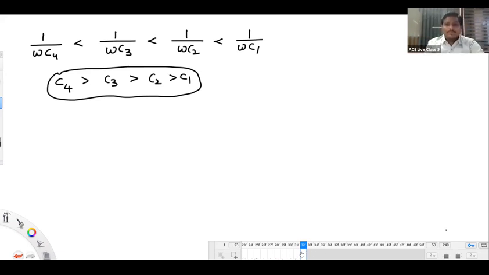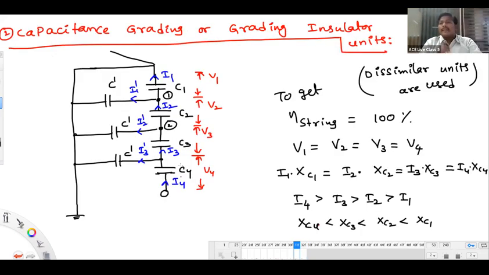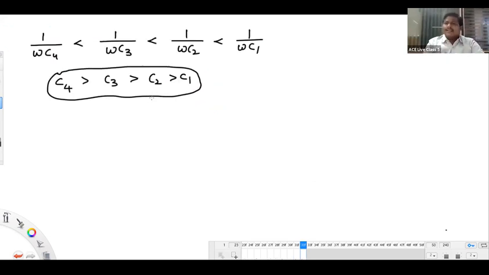Following all of you? Just maintaining this order is sufficient to get 100% efficiency? For example, I will take C1 as 1 microfarad, C2 as 1.2 microfarad, C3 some 7 microfarad, C4 some 10 microfarad. Like that I have taken. Can we get efficiency 100%? No. See, just maintaining this order itself is not sufficient.